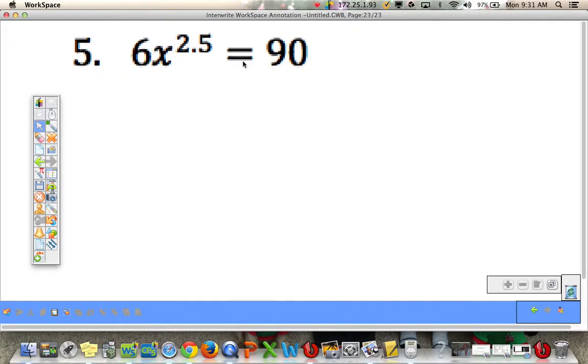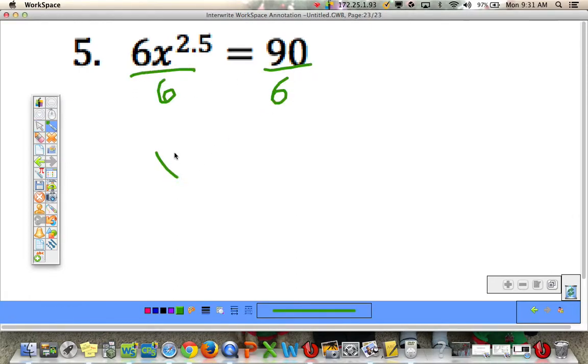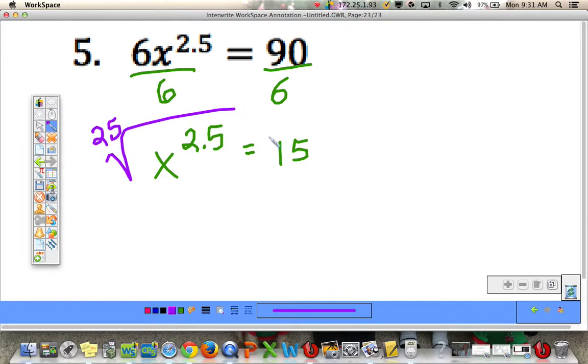And the last one, number 5. 6x to the 2.5 power equals 90. First step, get rid of the 6. So you have x to the 2.5 power equals, I believe this is 15. Let me double check. 90 divided by 6, yep, 15. All right, to get rid of something to the 2.5 power, take it to the root, the root of 2.5. And you get some messy decimal, I'm sure.